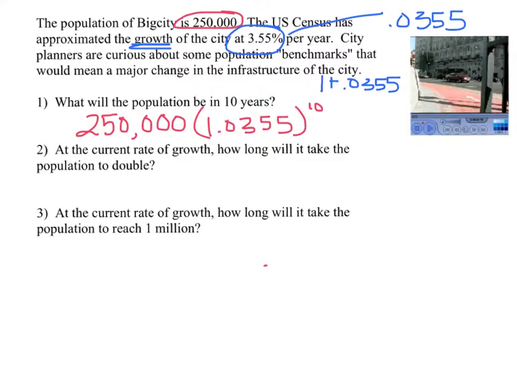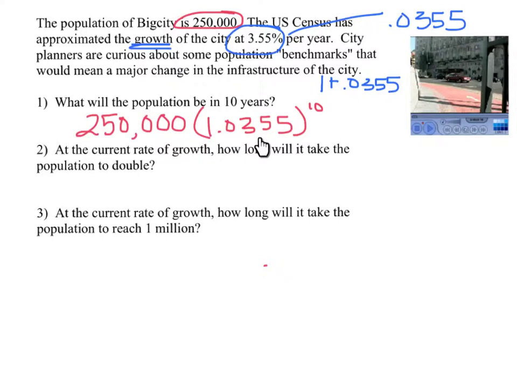Please note that only 1.0355 is being raised to the 10th. We're not multiplying these two numbers together and then taking it to the 10th. The exponential part is just the 1.0355. So we just raise that to the 10th and then multiply by 250,000. If you type in your calculator exactly this way, it will work.